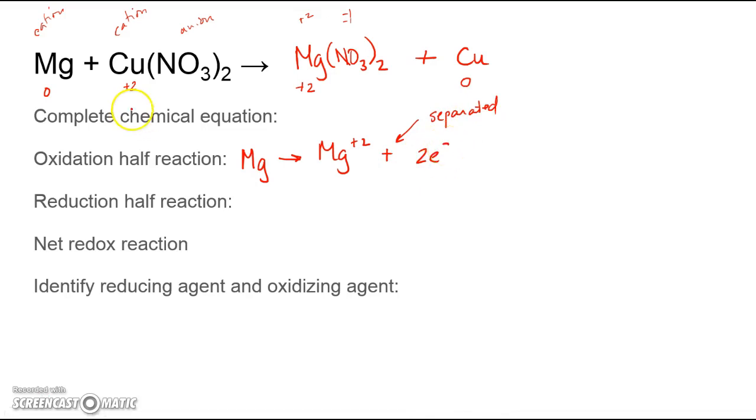Okay? The other one has to be the one that's reduced. So in this case, copper, remember, has a plus 2 charge. So it becomes 0 charge. What that means is that it's gotten more negative.